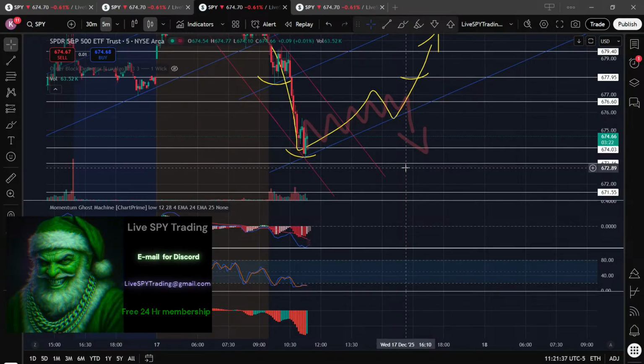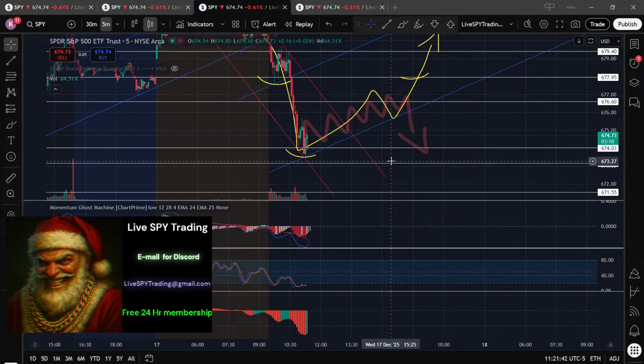Guide off the 5 minute. Discord members need to guide off the 5 minute chart if you're still trading. Or if you took your big win, call it a day.